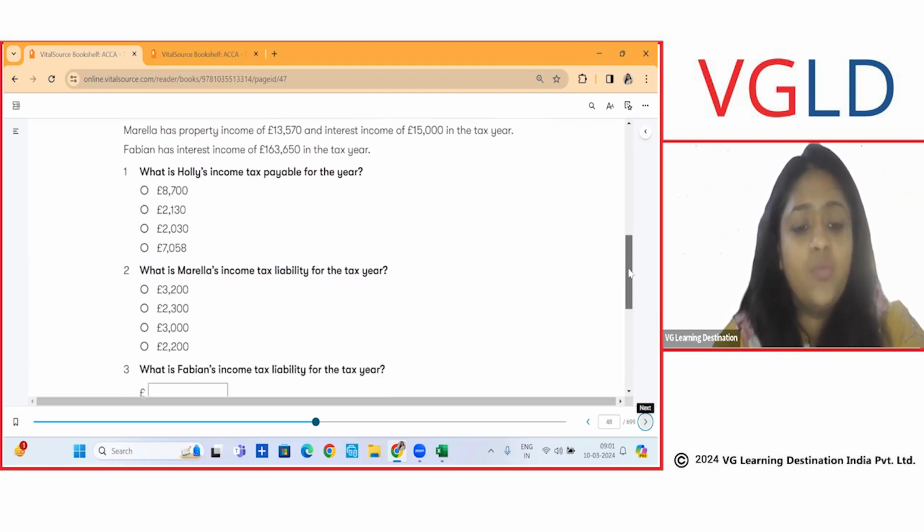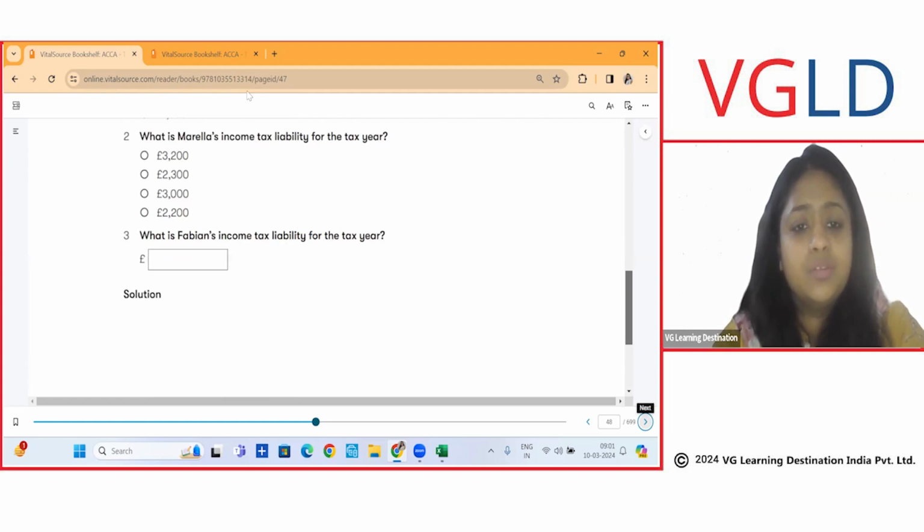Get done. This is your homework. Take the third one also. Calculate Fabian's income tax liability. Click it for the third question as well.